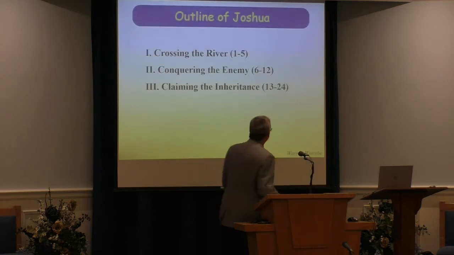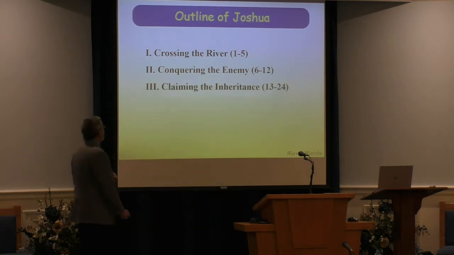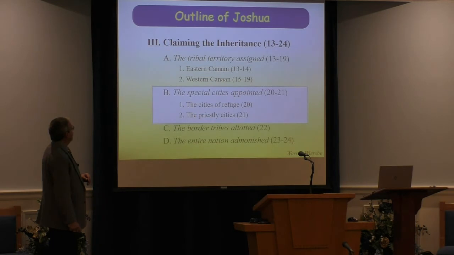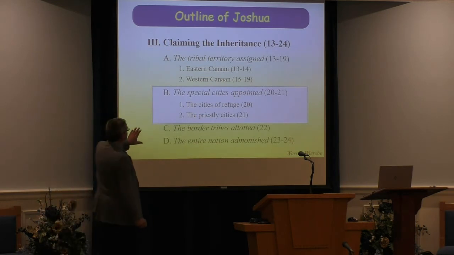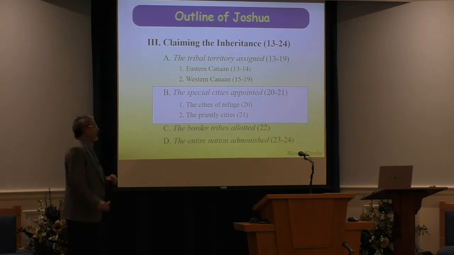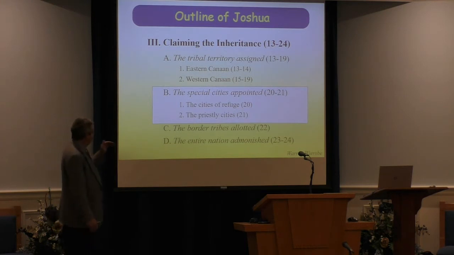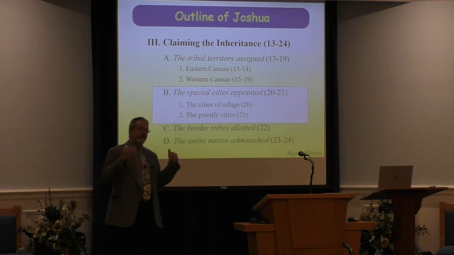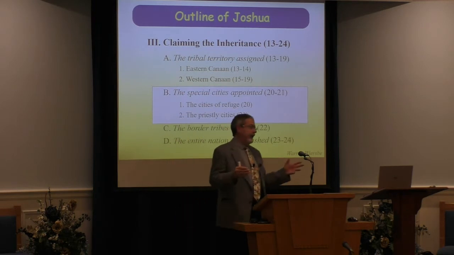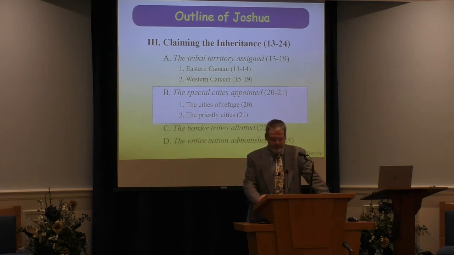Here is our outline that we're following. We're obviously in the last section. After getting over the river, conquering the enemy, now there is the claiming of the inheritance. And within that, we're ready now to talk about the special cities appointed. Next time, we'll be talking about the border tribes allotted. And then the last section, chapters 23 and 24, we'll get into the last admonition of Joshua. That reminds us a great deal of what we saw in the book of Deuteronomy, and an encouragement to the people in Joshua's last admonition.